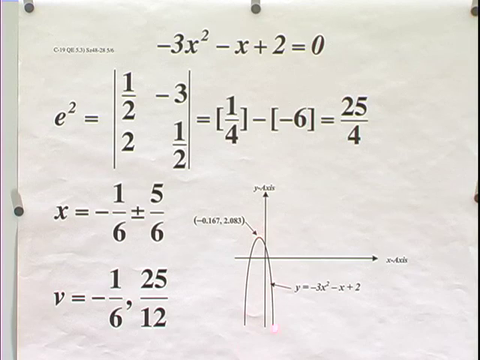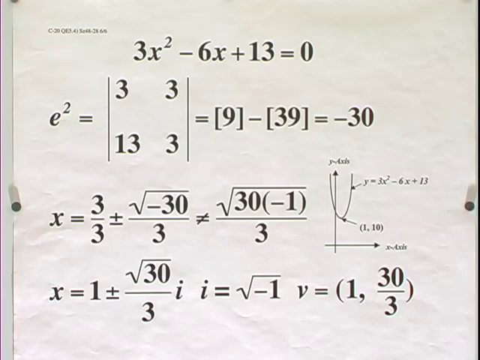So the vertex will be right here. It'll be -1/6. It'll be to the left of the y-axis. And it'll be a little over 2. And then the roots will be rational. -1/6 plus 5/6 is 4/6, or 2/3, so 2/3 and a 0. And this -1/6 minus 5/6 is -1. So this is -1, 0. So we have these 3 points, and we can sketch the parabola.